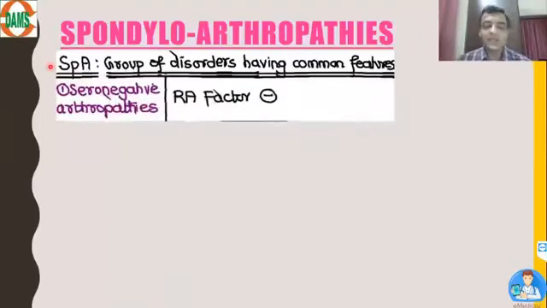So let's write it down, please. First common feature, SPAs are also known as seronegative arthropathy. Seronegative arthropathy is because RA factor is negative.